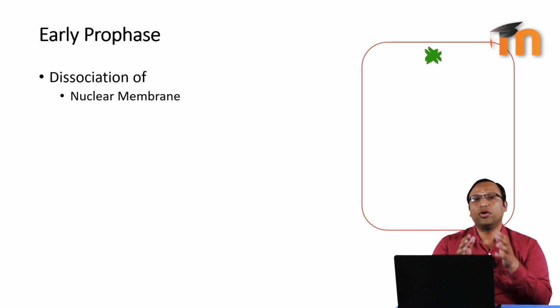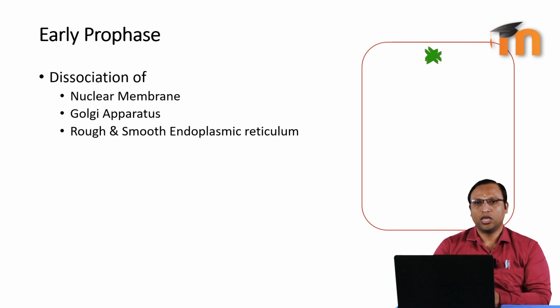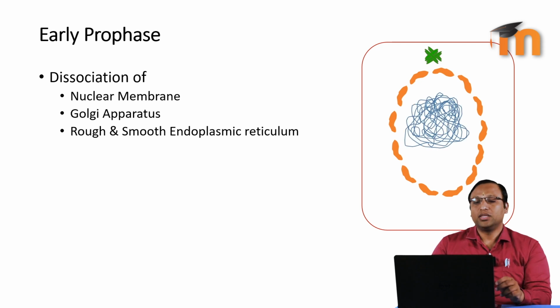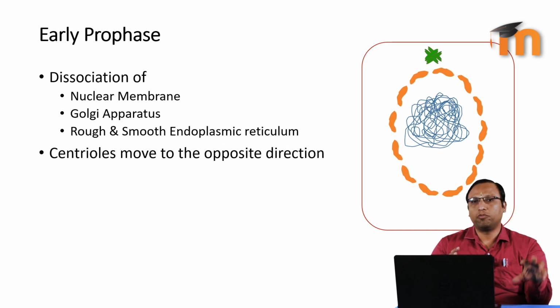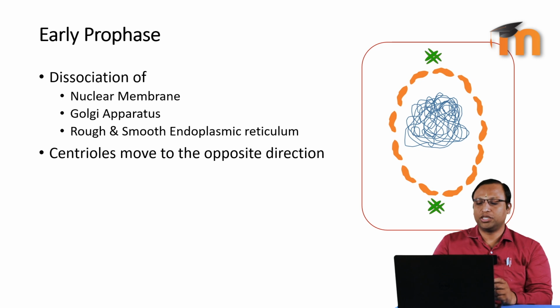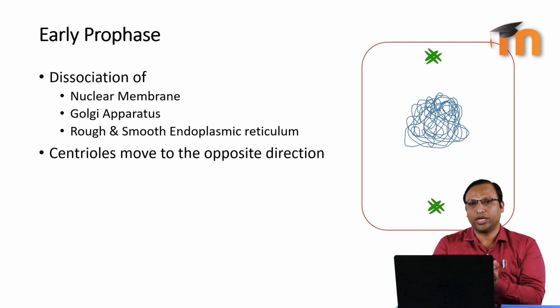The nuclear membrane, the Golgi apparatus, and the smooth and rough endoplasmic reticulum undergo dissociation. Due to the dissociation, now we have only the nuclear membrane which is present, which has expanded in this particular phase. The centrioles are present on the top, and now the two centrioles move towards the opposite direction, and when they move, the nuclear membrane is completely dissociated.